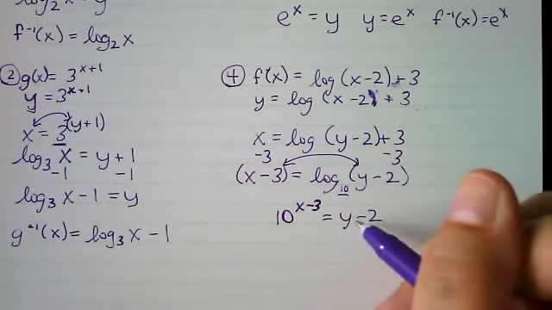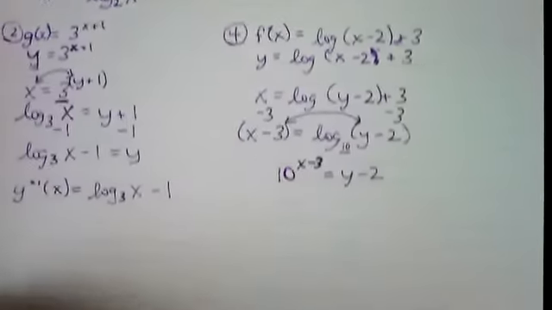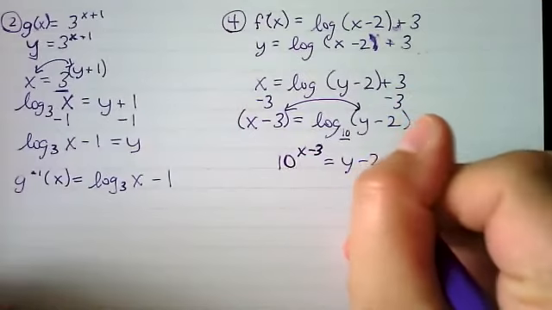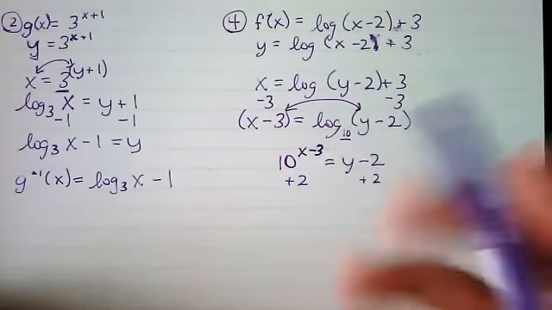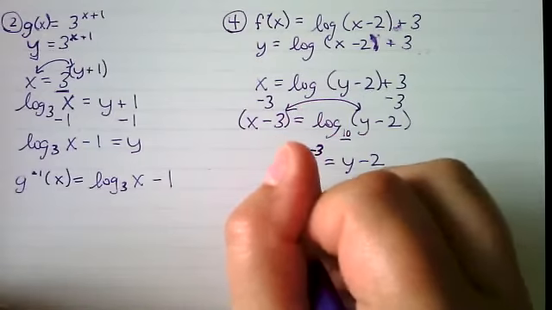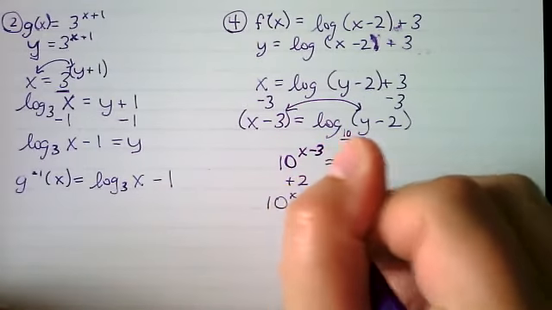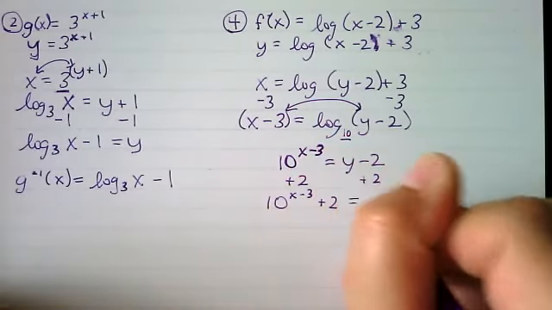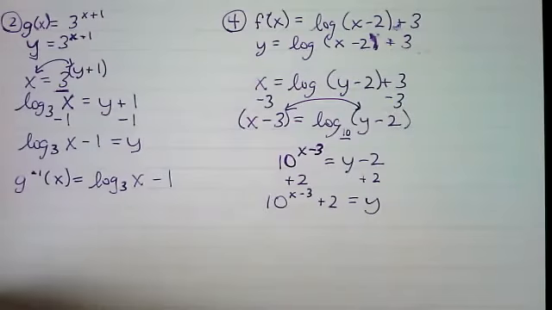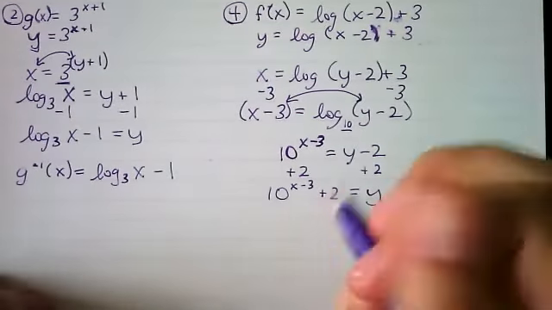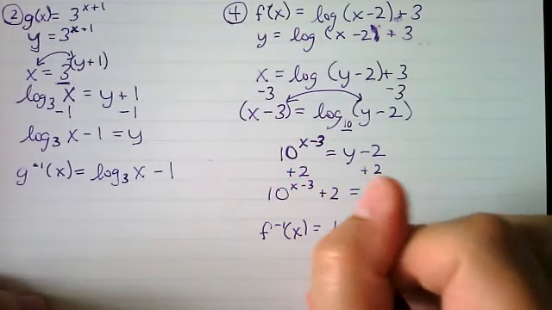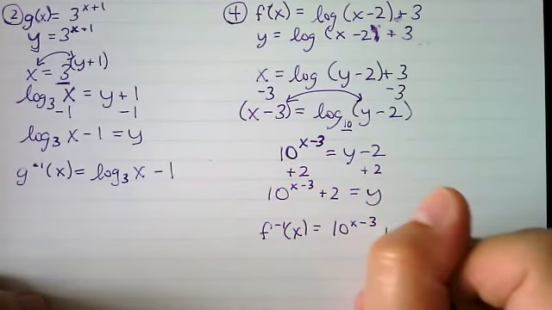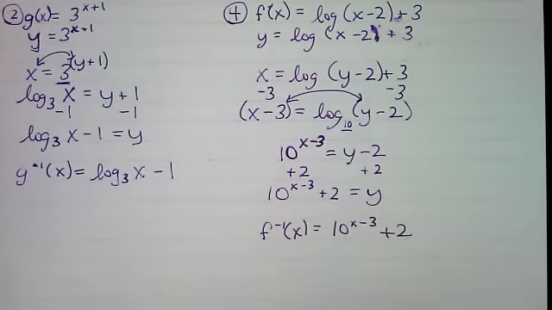I just have to get the y by itself. So to get it by itself, I have to add the 2 to both sides. So I'm going to add 2 to both sides. I can't combine this 2 with the 10 or the 3, so I'm just going to rewrite it next to it. So I've got 10 to the x minus 3 plus 2 equals y. And then final step here is just write it as an inverse. So I have the inverse of f of x equals 10 to the x minus 3 plus 2. And there's your final answer.